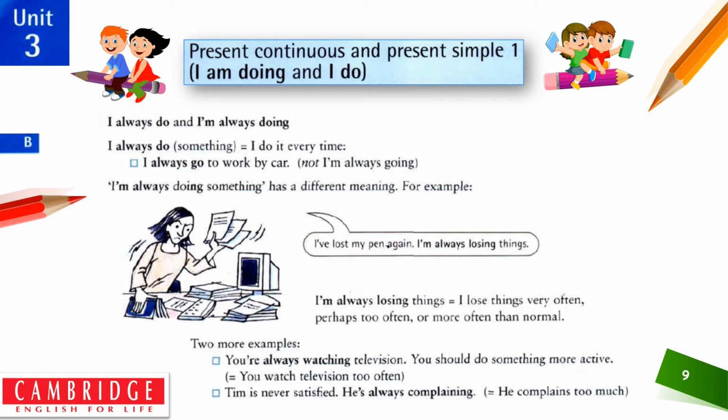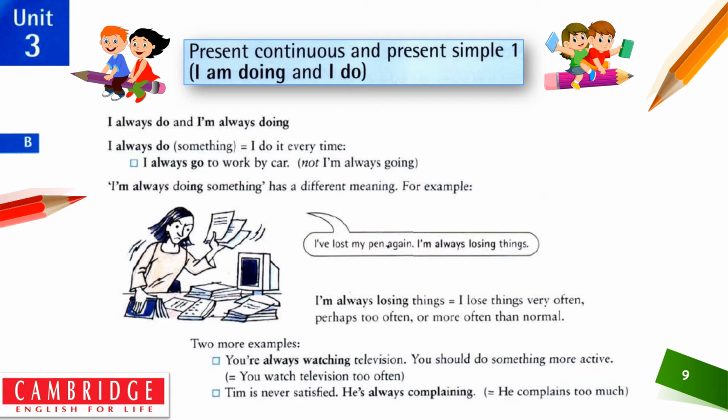Okay, students, I hope you are understanding. I am always losing things, which means I lose things very often, perhaps too often or more often than normal. So this is the difference between what I always do and what I am always doing. Let us take two more examples.